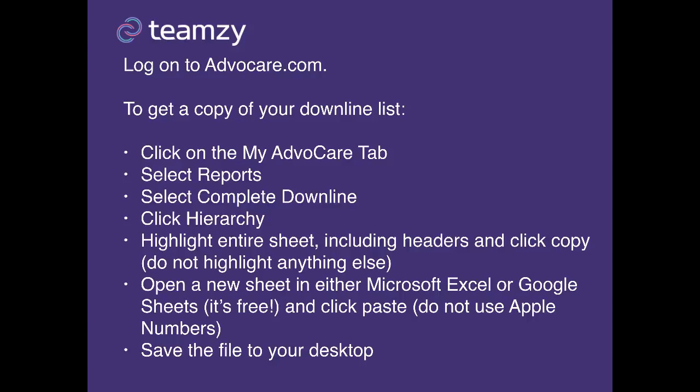Log on to advocare.com. Okay, now to get a copy of your downline list, click on the My Advocare tab. Now select Reports. And from Reports, I want you to select Complete Downline. When you get there, click Hierarchy. Now you're going to see a complete list of your downline.